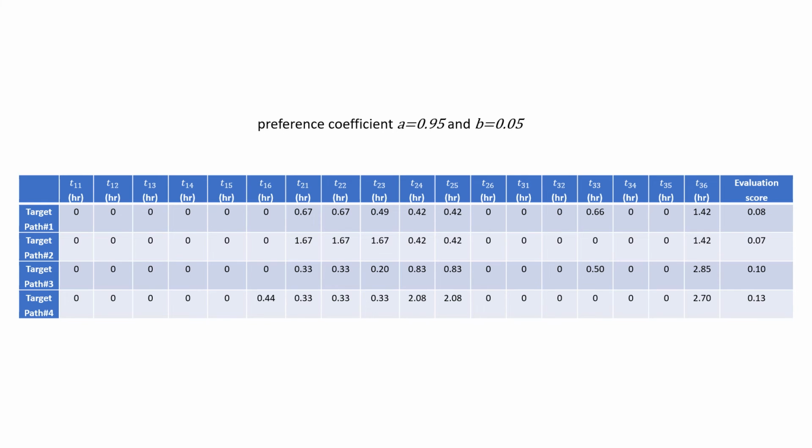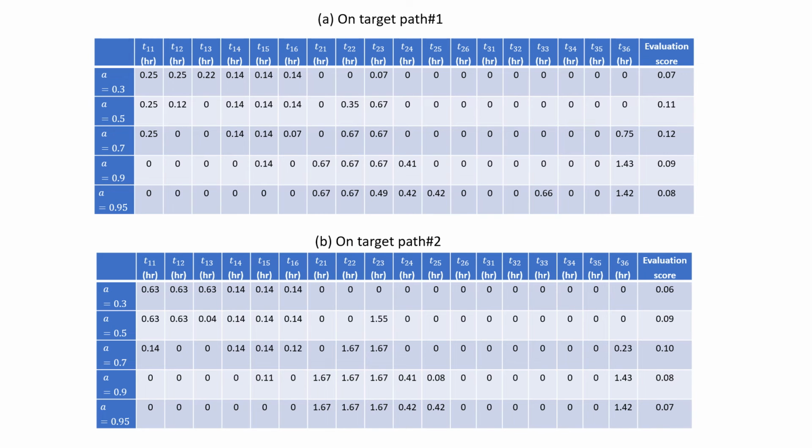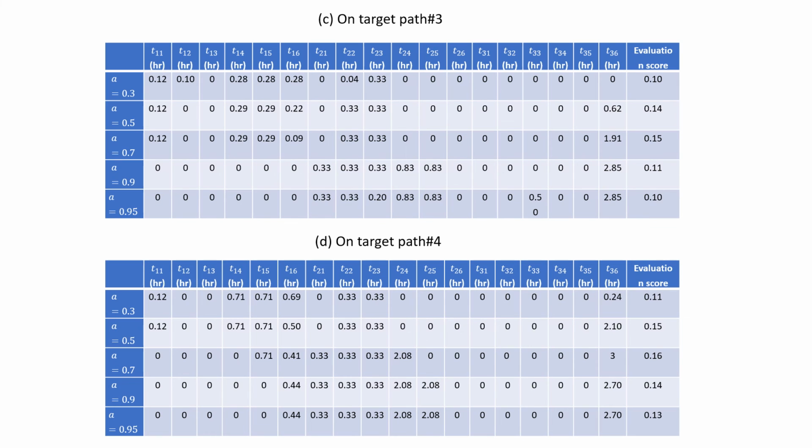I also compared the preference coefficients with each other for the robot on the same road, which is shown in the next 2 slides, which are the tables formed by extracting from each row of the original table. These are the results on target path 1 and target path 2 with different preference coefficients. These are on target path 3 and target path 4.